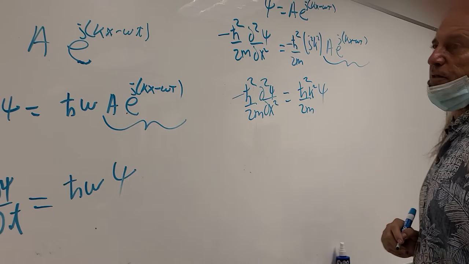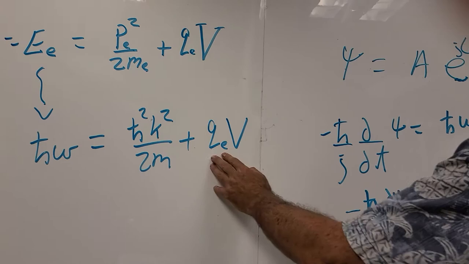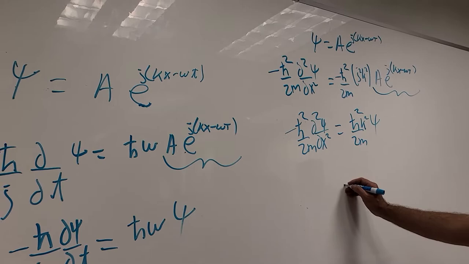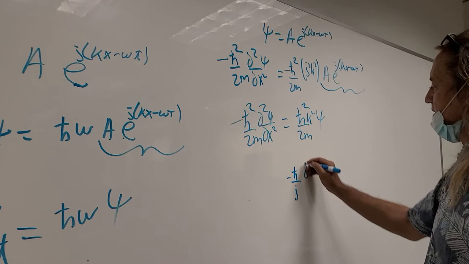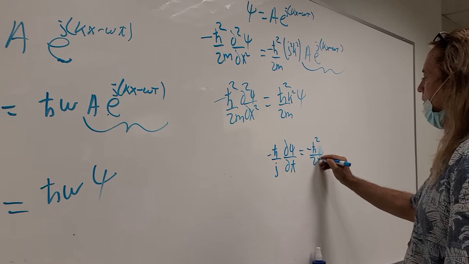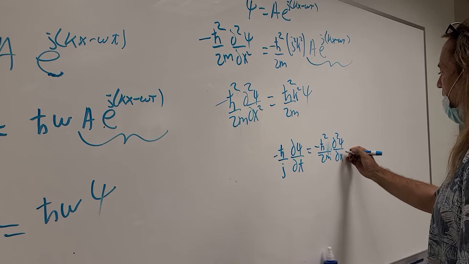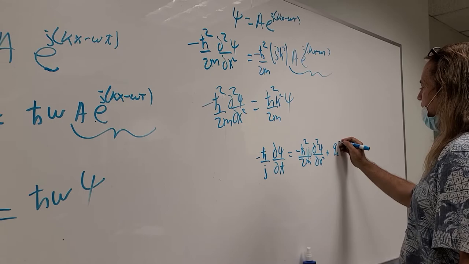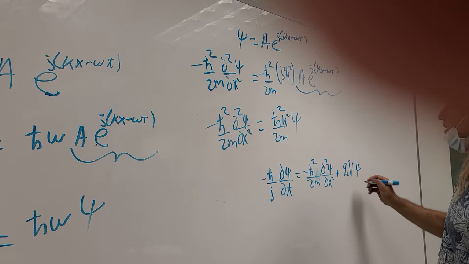And this is just a constant. So a constant times psi is that constant times psi. So what I can literally write is, if I write minus h bar over j d psi by dt, if I set that equal to minus h bar squared over 2m second derivative of psi with respect to x. Psi is a function of x and t, space and time. Plus the charge of the particle times the potential it's in. This could be a function of space. Times psi.